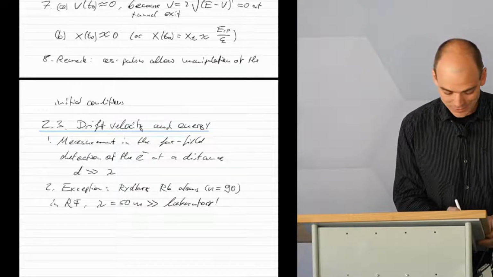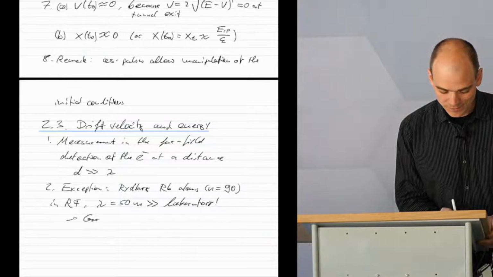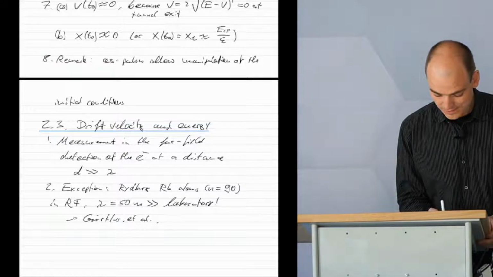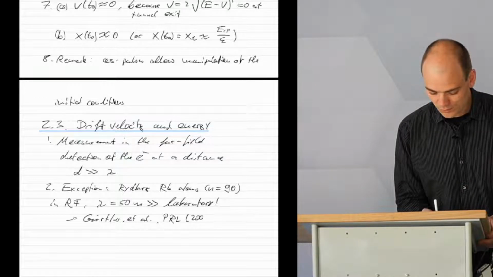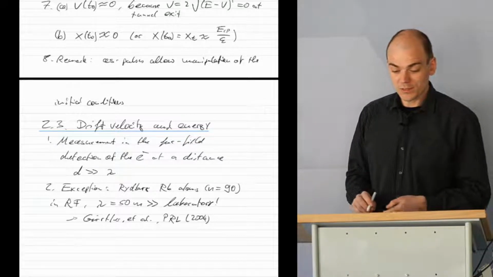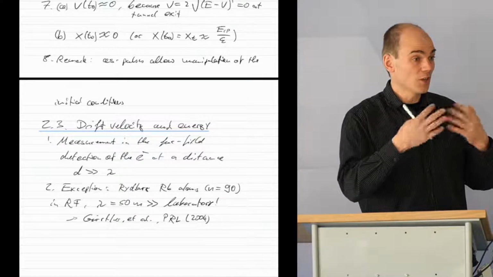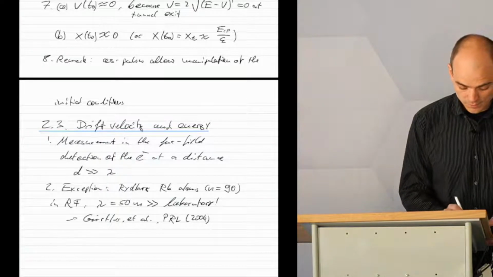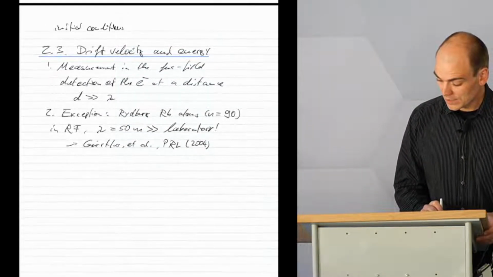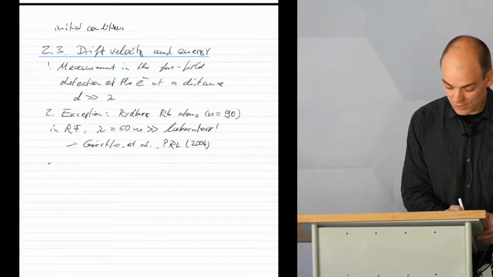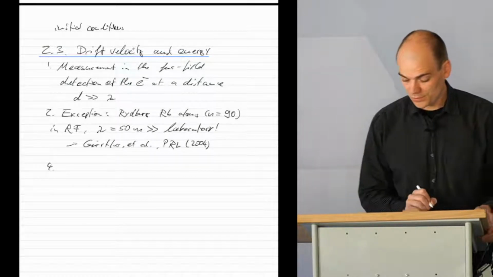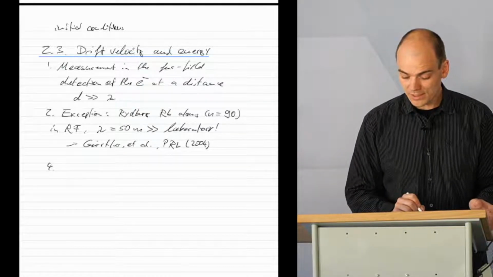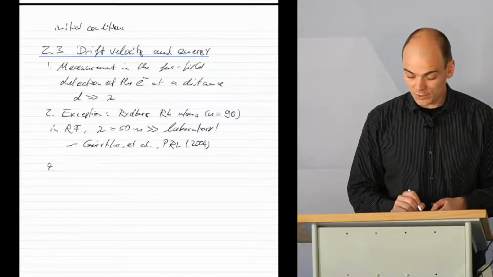If you're interested, the reference to this paper is Gürtler et al., in Physical Review Letters, 2004. Okay, so usually this is not the case. Usually the electron has long left the laser focus before it is detected, and also the pulse is long over. So let's calculate now the final electron velocity.